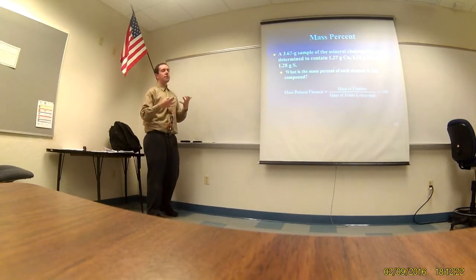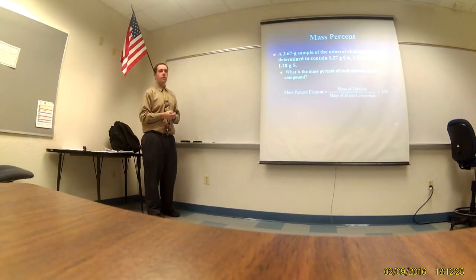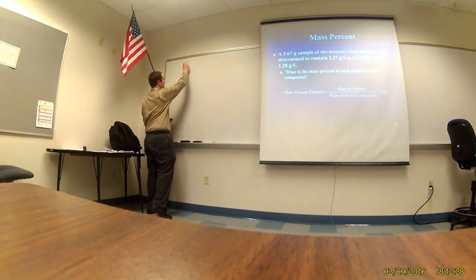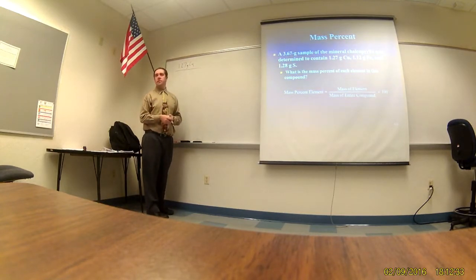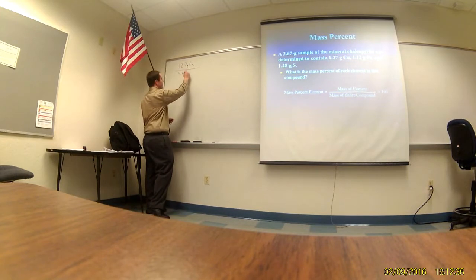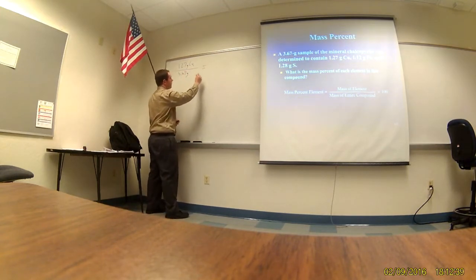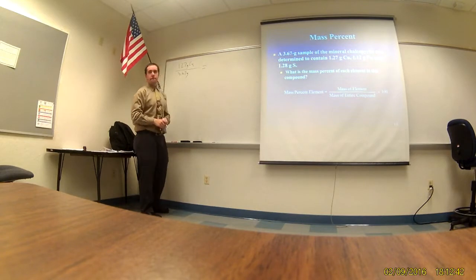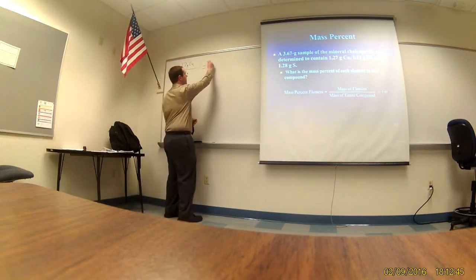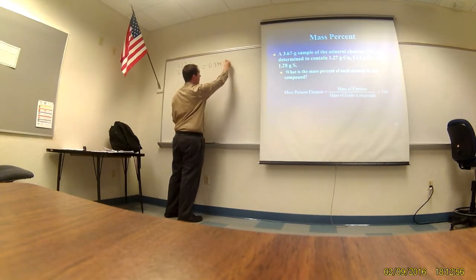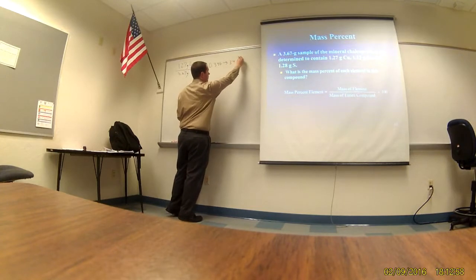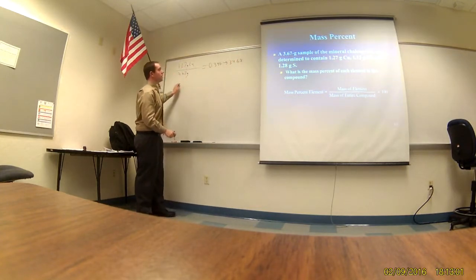What is the mass of copper that we have? 1.27 grams of copper. I'm going to divide by the total mass. What is the total mass? 3.67 grams. What is that? 0.346, and that is 34.6%. So multiply by 100.